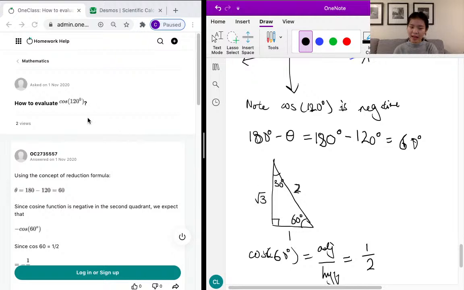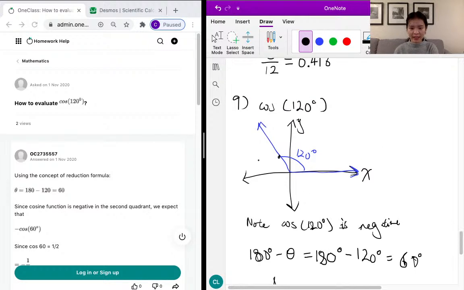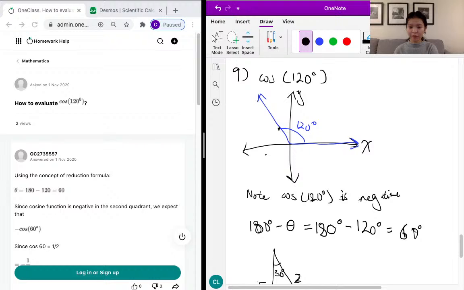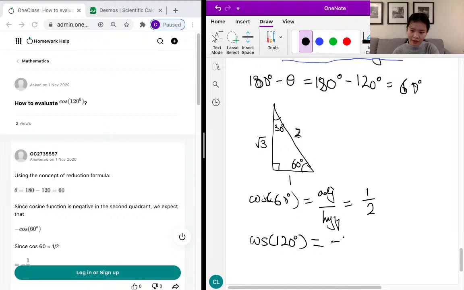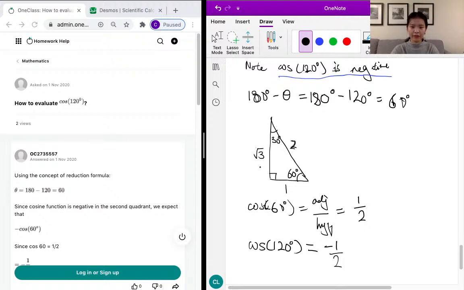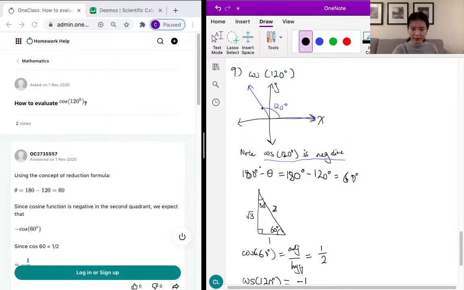However, the question didn't ask for the cosine of 60. The question asked for the cosine of 120. And based on our unit circle, we know that the cos of 120 is negative. So the cosine of 120 is negative 1 over 2. And that completes our solution of finding the cosine of 120.